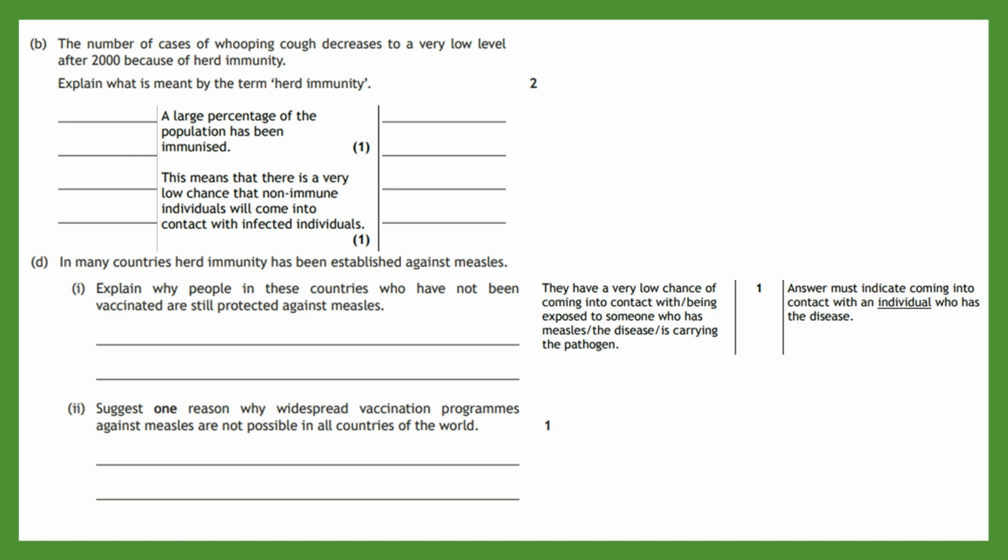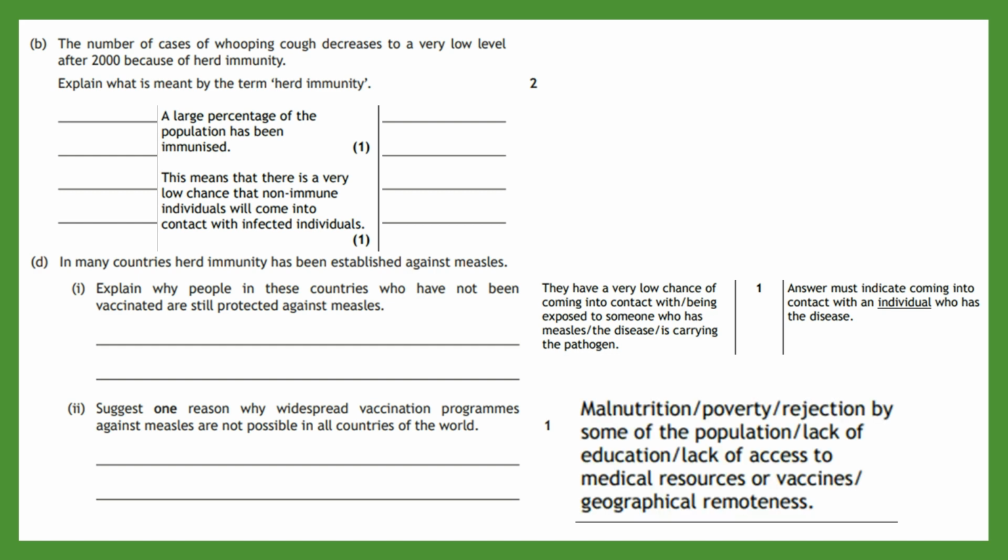And finally, suggest one reason why widespread vaccination programs against measles are not possible in all countries of the world. Well, that could be down to the idea of malnutrition, poverty, things that prevent access to the vaccine, or through the rejection or the lack of education that would lead to people opting out of the vaccine uptake. So, any of these different factors could lead to not having access or not taking up the vaccine.